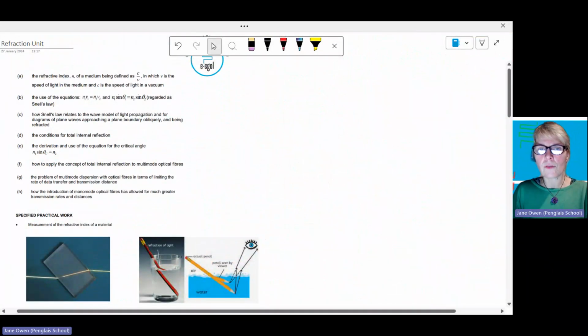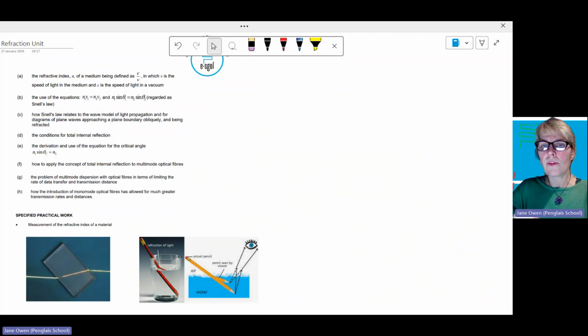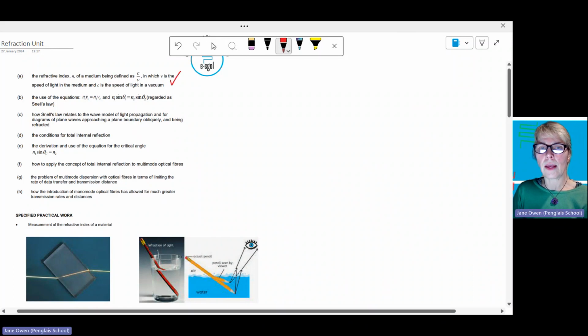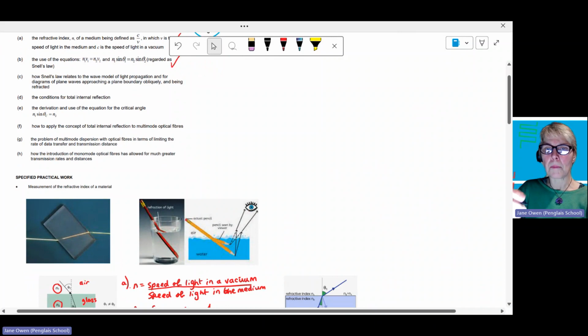So refractive index, and just go over what we have learnt today. The refractive index is defined as c, the speed of light in a vacuum, divided by the speed of light in the medium. We've used n1v1 equals n2v2 as part of Snell's law, and n1 sin theta 1 equals n2 sin theta 2, and we've shown it in terms of the wavelengths as well. We've looked at how plane wavefronts behave at an angle, obliquely, and how they're refracted, and we've related that to Snell's law.